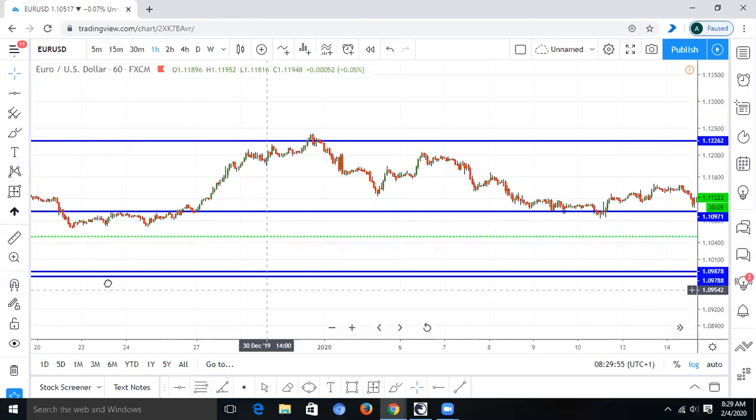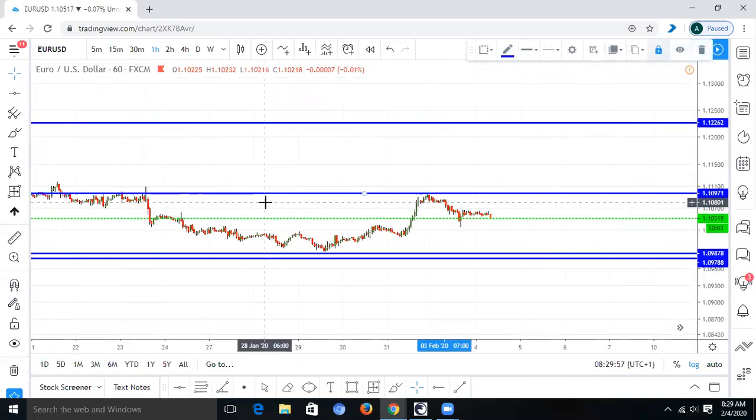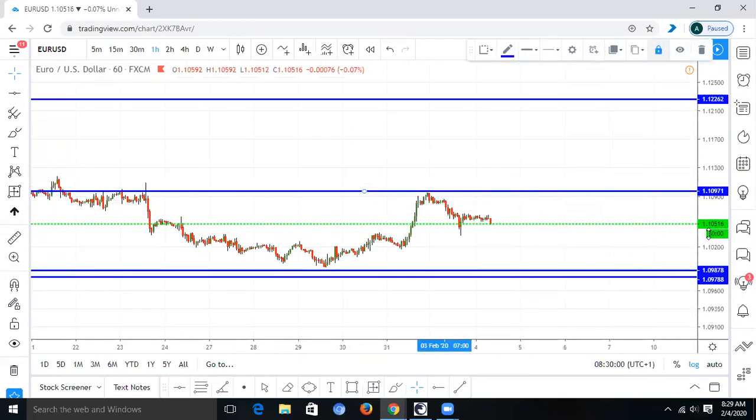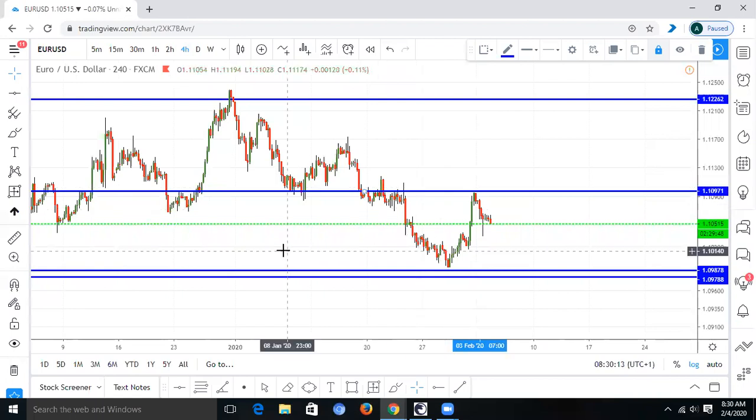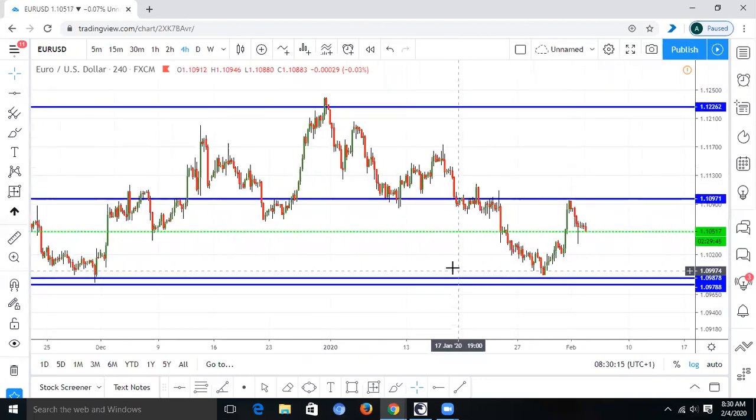So I'll be watching out for this Euro USD. I'll be watching out for the market to go up or down before I make a trading decision. For now, I will not trade. I'm just watching this market. And I like to be watching them with 4 hours like this.